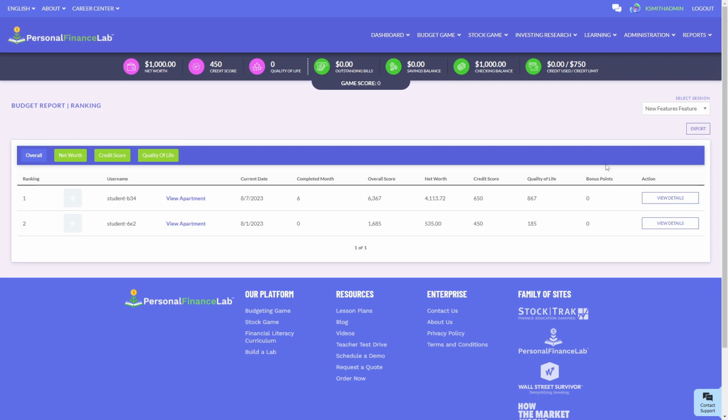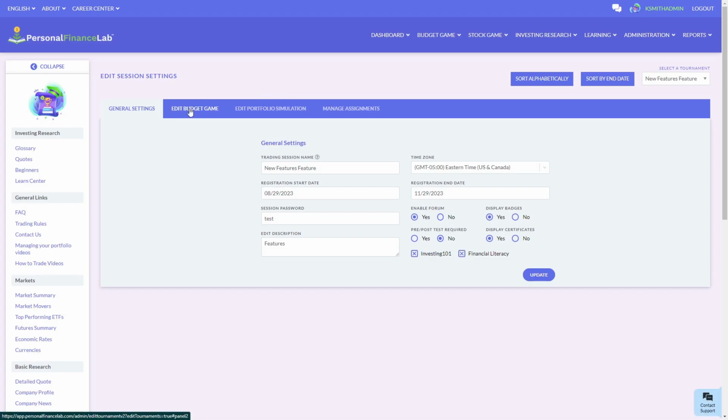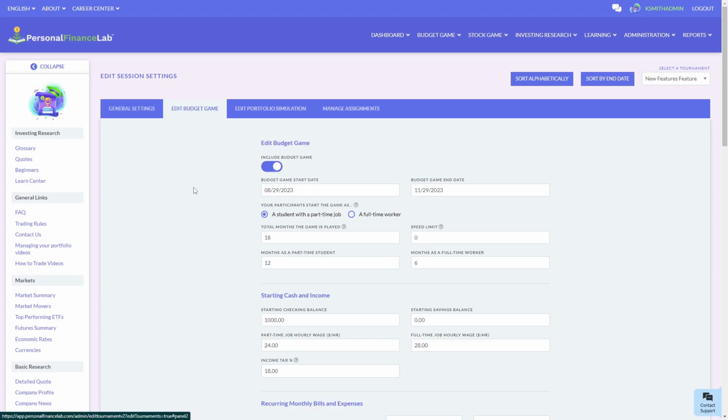What I can do is go up to Administration, and edit my session settings. One of the rules in the budget game rules is the speed limit. If you set a speed limit of 0, students can go through the game as fast as they like. But I'm going to set a speed limit of just 2, so students can only go through 2 months of the budgeting game per week of real life time.